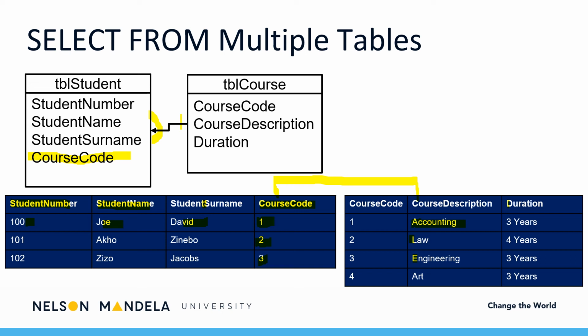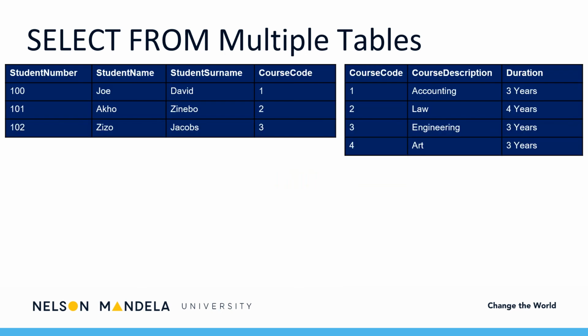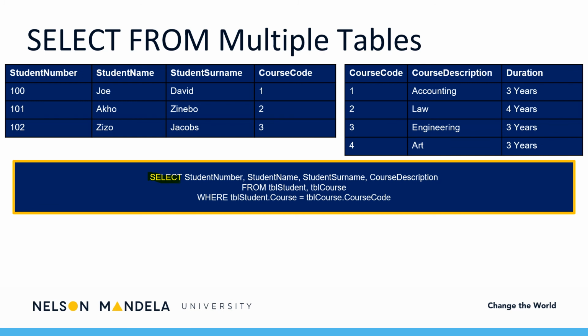So in order for you to do that, your select statement is going to be like this. You're going to say select student number, student name, student surname, and course description. And then you're going to select from both tables, TBL student and TBL course. And then you're going to have a where clause. You're going to say where TBL student.course code equals TBL course.course code. What that means is that you're going to select data where this code equals this code.